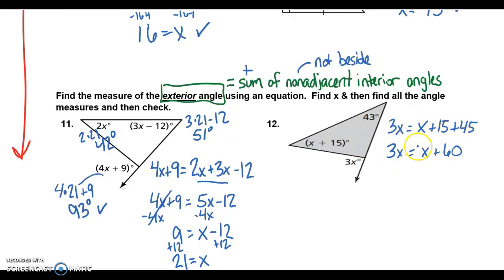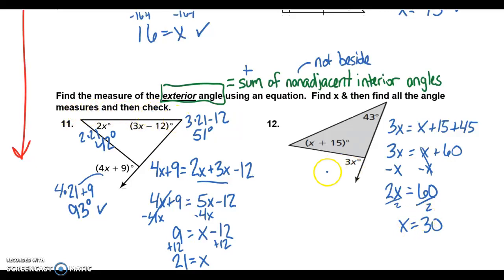Okay, and I've already set up this one while you were paused. Hopefully you have too. So again, we're at this point where we have variables on both sides. We can take an x. Remember, this is 1x off of both sides. So that's now 2 x's. These are gone. That's 60. Divide by 2. We get x equals 30. And again, that's not the end. Go back and label. Find x and then find all the angle measures and then check.